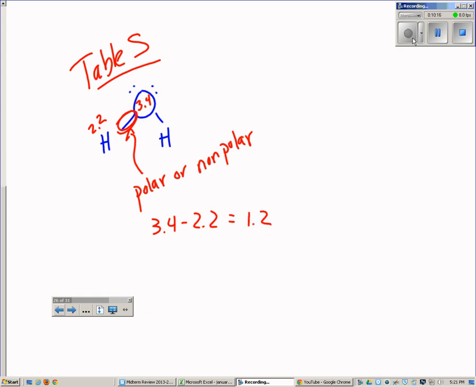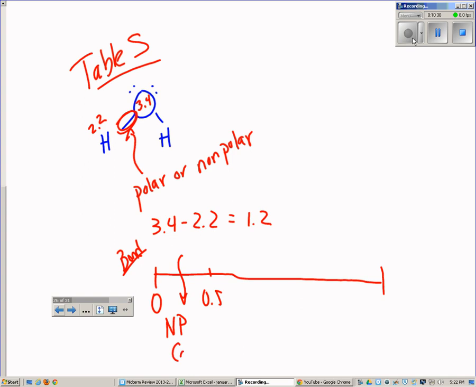What does that mean? Well, if you have an electronegativity difference between 0 and 0.5, you can say that the bond is nonpolar covalent. If it's between 0.5 and 1.6, you can say the bond is polar covalent. And if it's 1.6 or greater, you can say the bond is ionic. Okay? So how do you determine if a bond is polar or nonpolar? You subtract the electronegativities. Now, that's bonds.